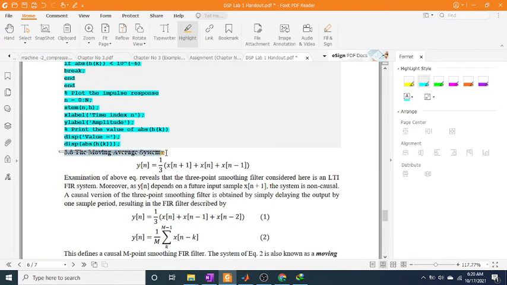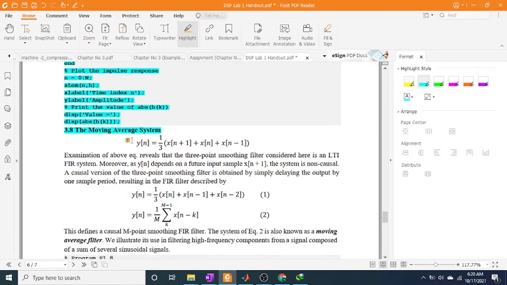3.8 The moving average system. Examination of the above equation reveals that the 3-point smoothing filter considered here is an LTI FIR system. Moreover, as y[n] depends on a future input sample x[n+1], the system is non-causal.